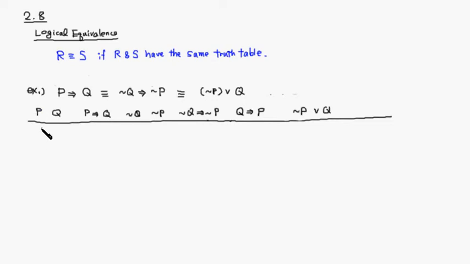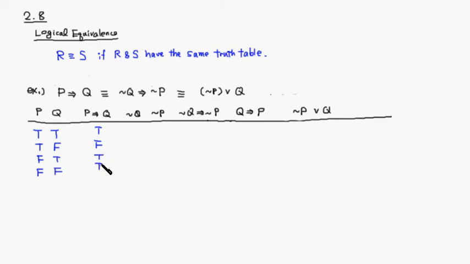So write all possibilities. True, true. True, false. False, true. False, false. There are four possibilities. We've done P implies Q: true implies true is true. True implies false is the only way this can be false. False, false, so these are all true.